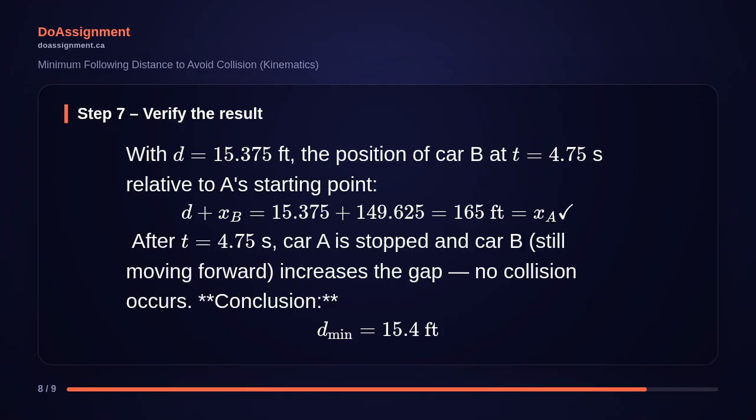Let's verify. With d equal to 15.375 feet, car B's position ahead equals exactly car A's position at the critical instant. The gap is 0, confirming this is the minimum. After this moment, car B moves forward and the gap grows. The answer is confirmed. The minimum distance d is approximately 15.4 feet.